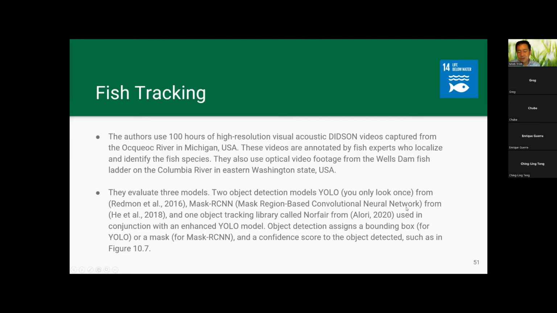There's also a kind of neural network that has the power of giving a mask. The mask means that if you have a fish in the picture, it can give you the frontier of the fish. It can tell you where the fish is, so it's not only a box. YOLO will tell you a box, and object detection will tell you a bounding box. Mask gives you a confidence score. We'll see.